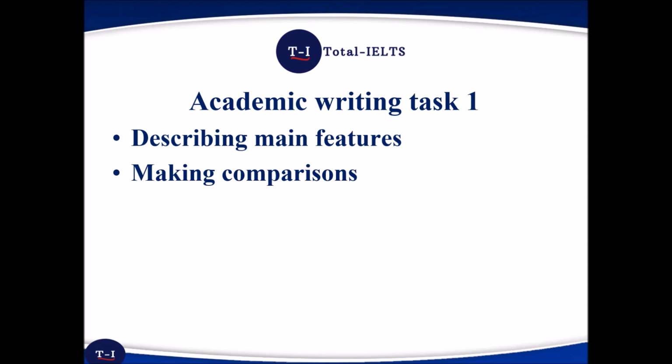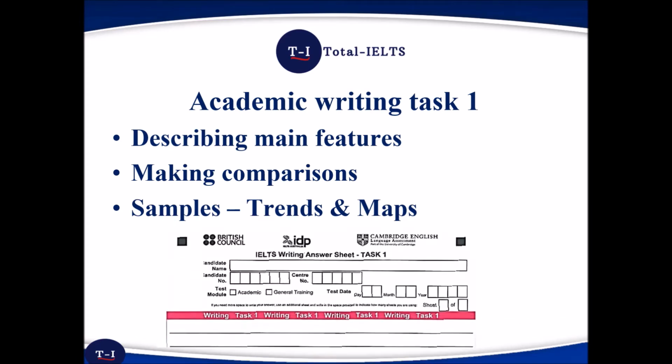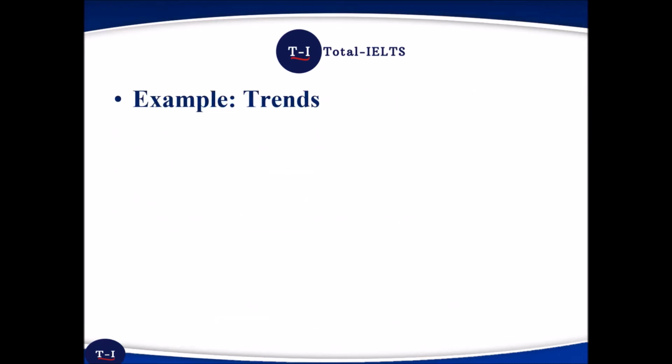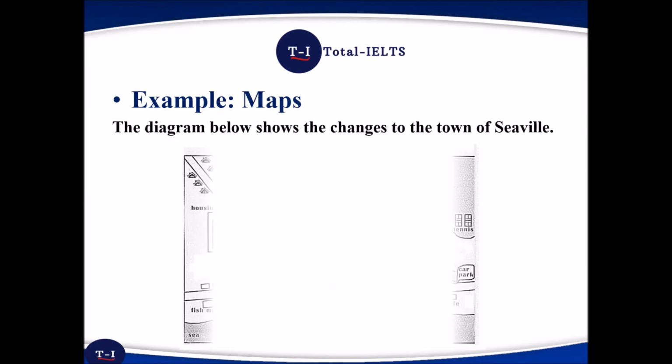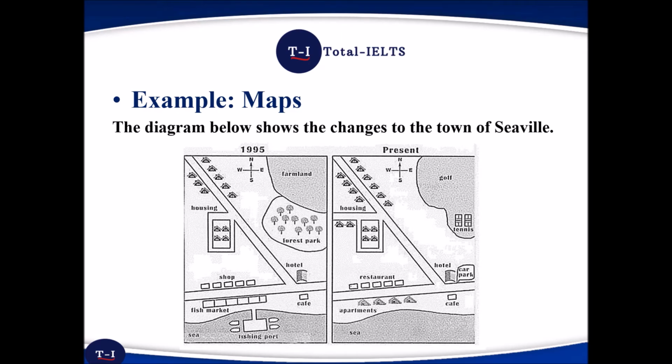Peter here, and in today's lesson I'll be looking at Academic Writing Task 1, how to describe the main features and make comparisons. The samples I'll be using are diagrams showing trends and maps. Here's the diagram showing trends, and this is from a Cambridge IELTS past paper. And the one showing maps, showing the changes from 1995 until today.